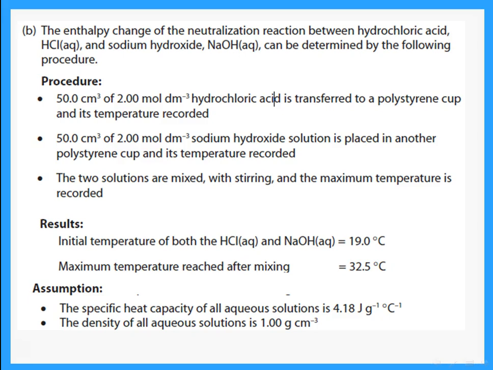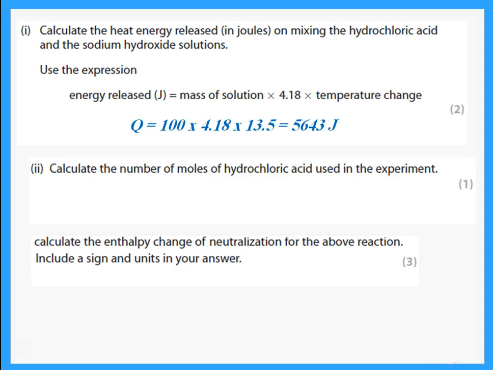So we need the mass of the solution. What was the total mass of solution? Remember, he put 50 centimeter cubed of hydrochloric acid on 50 centimeter cubed of sodium hydroxide. That means the total mass of the solution was 100. And then from the temperature change, you can get the Q, and we said that comes out in joules.